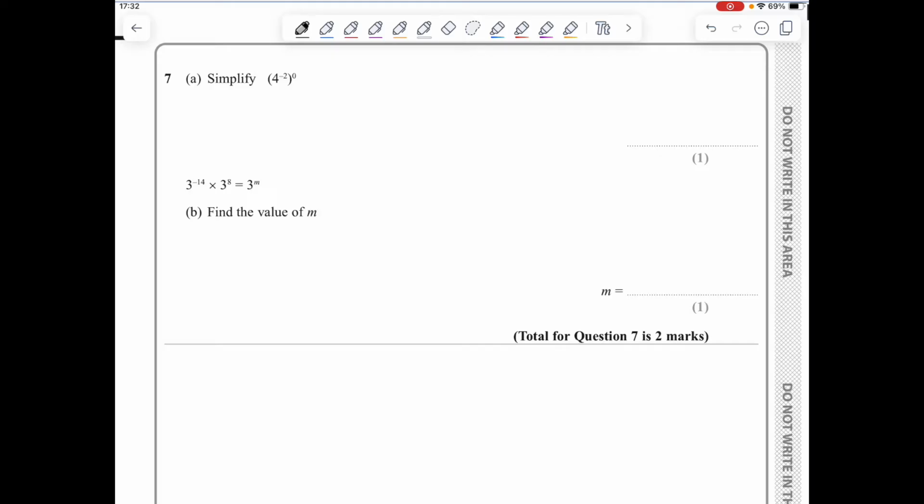For part A of question 7, you have to multiply the two powers. So this will give you 4 to the power of 0, which is equal to 1. And for part B, for the left-hand side, you have to add the two powers. So you get 3 to the minus 6 is equal to the right-hand side, 3 to the power of m. Therefore, m must be equal to minus 6.